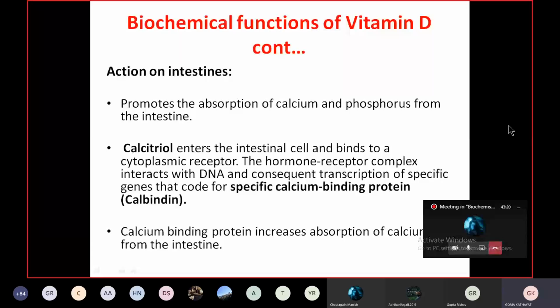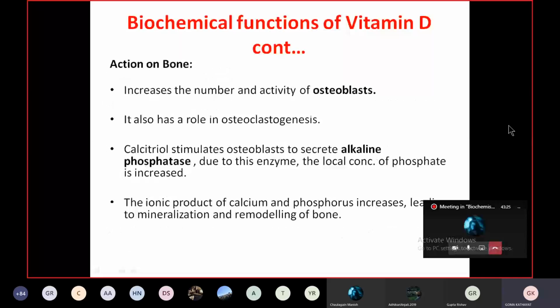Coming to the action of vitamin D on bone. It usually increases the activity as well as the number of osteoblasts. You all know osteoblasts are the bone forming cells, and similarly it also has a role in osteoclastogenesis. What is the role of osteoclast? Bone resorption. That means vitamin D has a role in both bone formation as well as bone resorption. Basically, it helps in the remodeling of the bone.